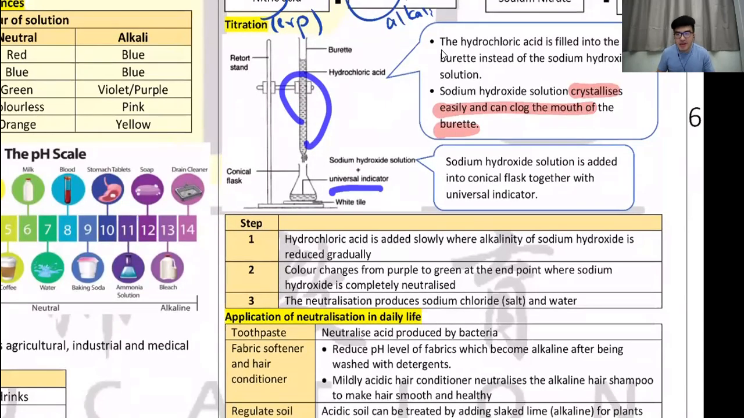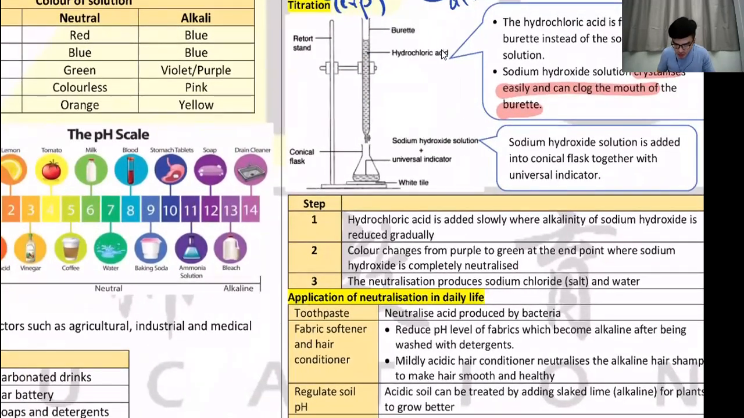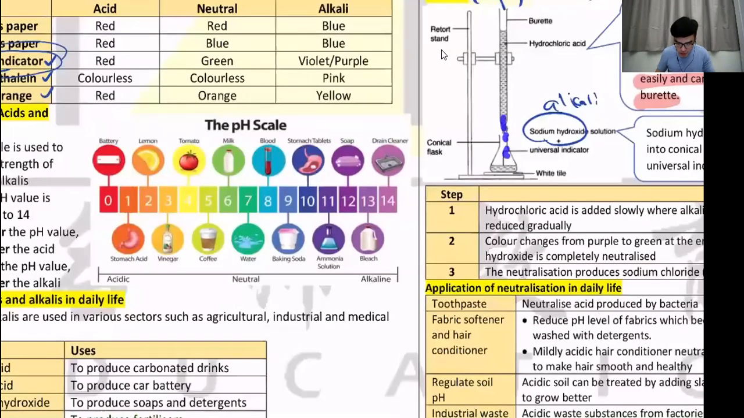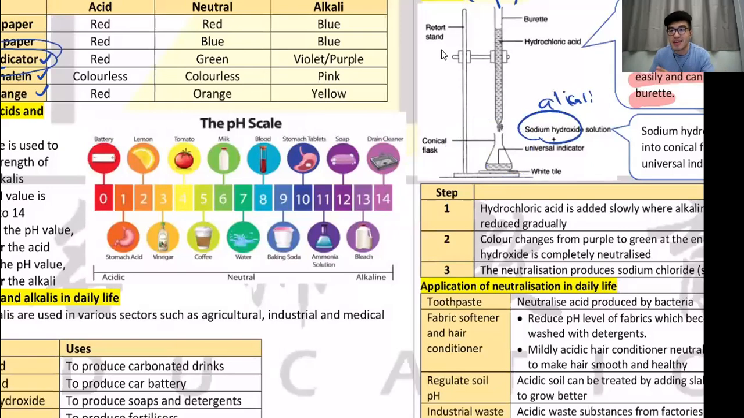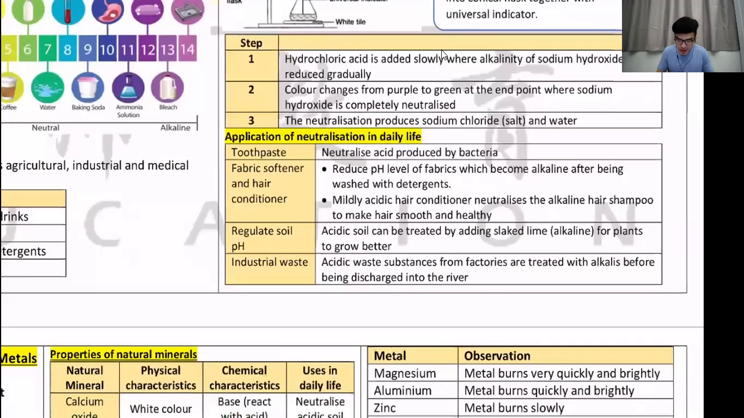So you put your universal indicator here. Make sure you know the color. Since we started with sodium hydroxide, which is an alkaline, this is the alkaline we put down here. So at the beginning of the experiment, what color do you see? You will see purple. And then slowly, as you add acid to it, the purple will slowly change into blue, light blue. When it turns green, that's when you know the experiment is done. The reaction is done. Everything is neutralized because I already got neutral. So this is why we add indicator to show that neutralization has taken place.